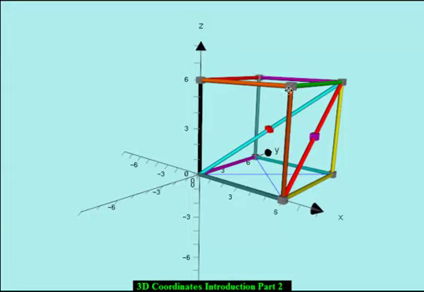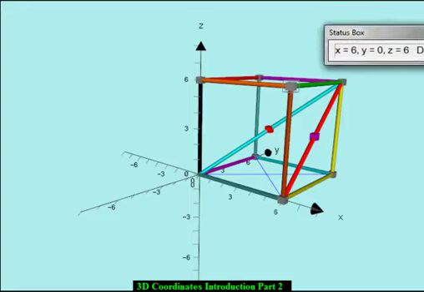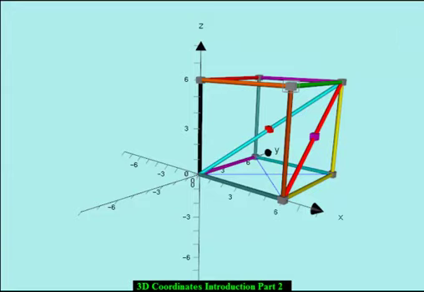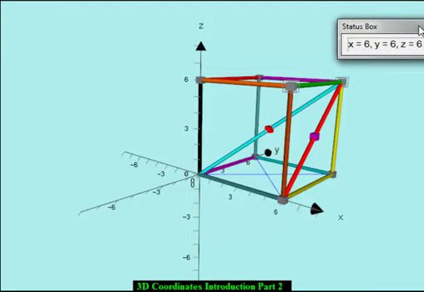What about this point here? Have I just been through that? It's 6, none along that way, and 6 up. 6, 0, 6. If I have been through it, I apologize. What about this point here? Well, from the origin, you're going 6 along the x-axis, 6 parallel to the y-axis, and 6 parallel to the z-axis. So 6, 6, 6. Okay?